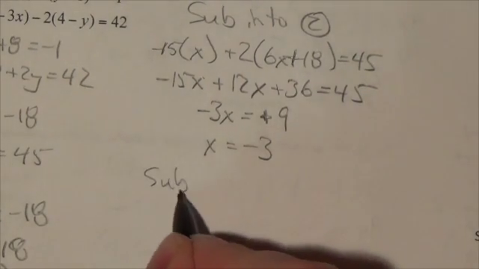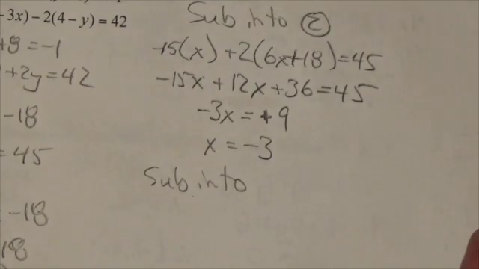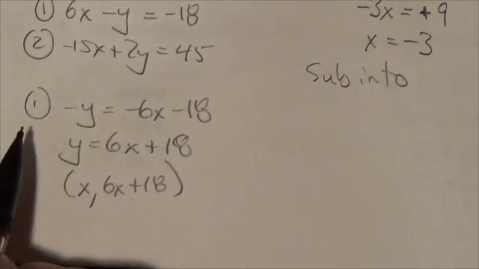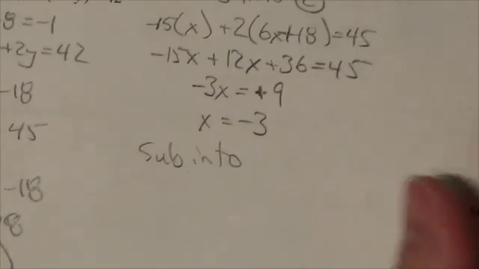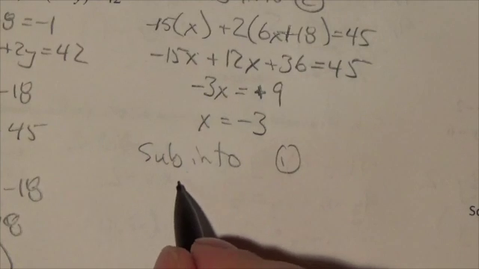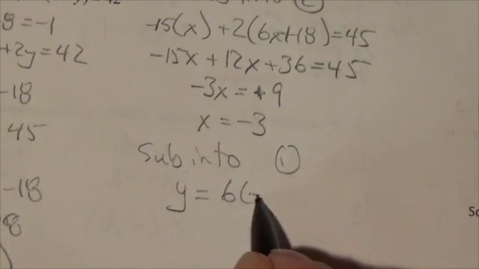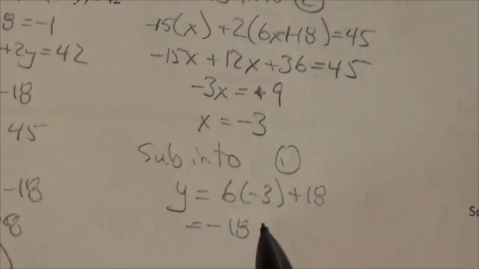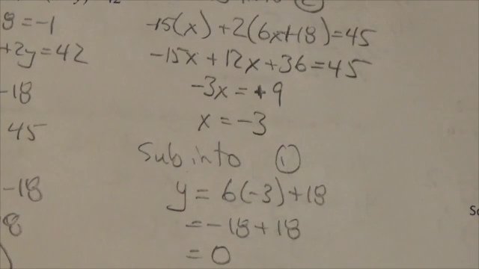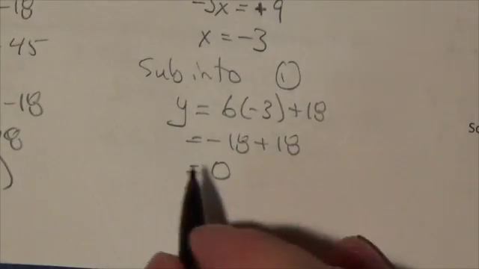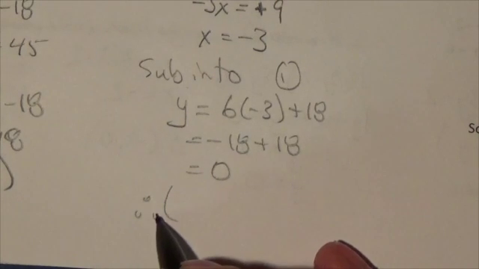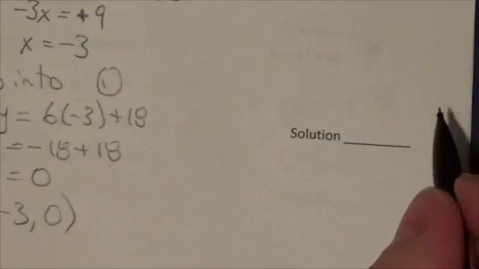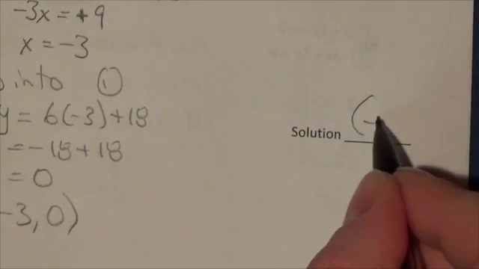Now we're going to sub this into either one of the first equations, but again, I've already got a little equation for y right here by reworking equation 1. So I'm going to substitute this into equation 1. So this will be y is equal to 6 times negative 3 plus 18. Well, that's negative 18 plus 18. Ooh, there's a 0 popping out. Well, that's a little weird, but that's okay. So this is negative 3 comma 0. So I suspect right now that my solution here is the point negative 3 comma 0.